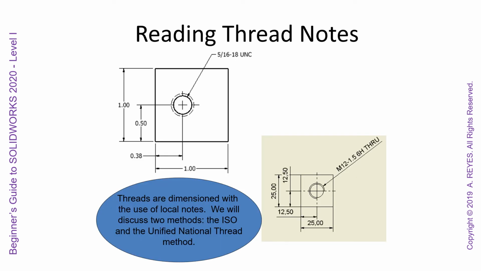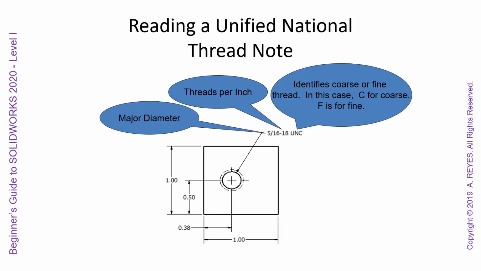Reading thread notes. So threads are dimensioned with the use of local notes. We will discuss the two methods, ISO and the Unified National Thread method. So the major diameter, we see 5/16 of an inch. We see 18 threads per inch. And this identifies coarse or fine thread. In this case, C is for coarse, and F is for fine. So we'd say UNF if it was fine.